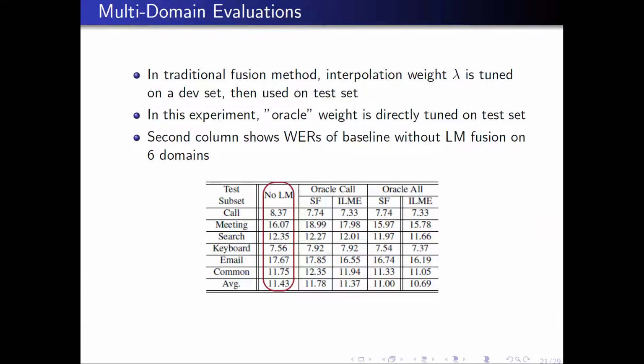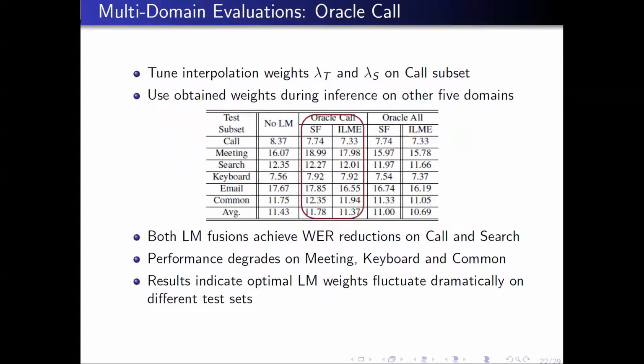The second column of the table shows the word error rates of the baseline without language model fusion on 6 domains, called core, meeting, search, keyboard, email, and comment. On average, the end-to-end model has a word error rate of 11.43. To perform language model fusion, in the first case, the interpolation weights are tuned on the core subset. Then, the Oracle core weights are used on other domains.